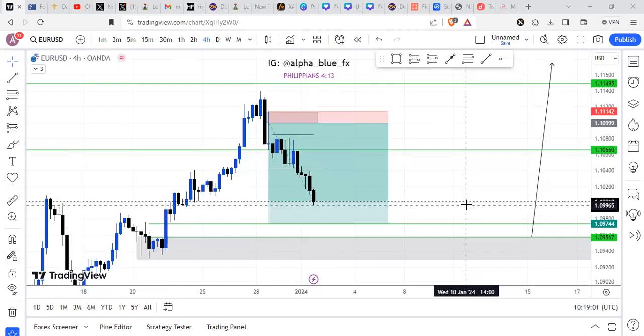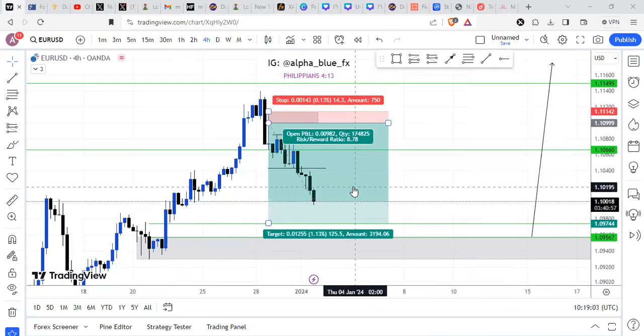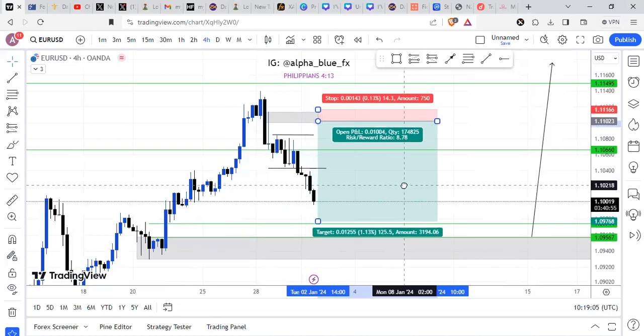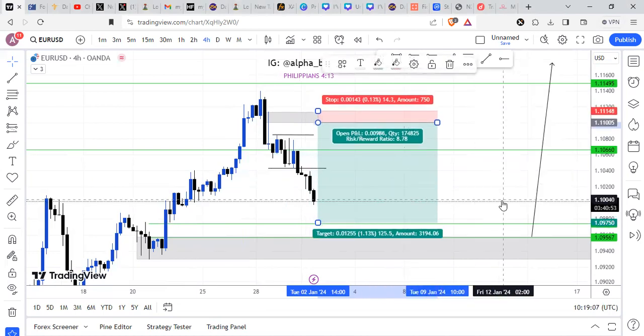So this is a very, very simple, straightforward analysis. Nothing complicating, nothing fussy, just very, very basic, straightforward stuff.